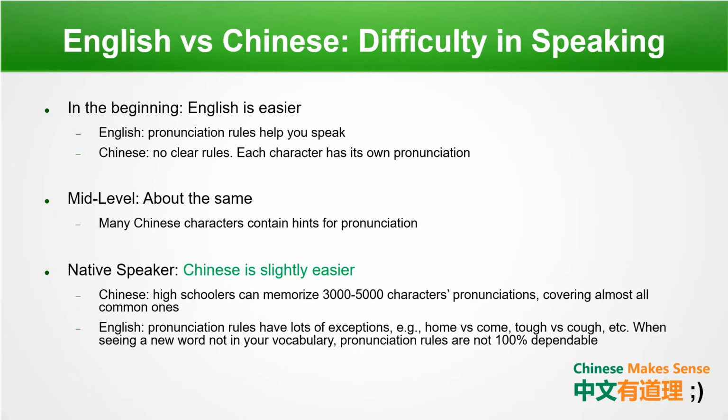For native speaker, Chinese is slightly easier. Chinese high schoolers can memorize the pronunciation of 3,000 to 5,000 characters, which pretty much covers all common characters. Pronunciation rules in English have a lot of exceptions. For example, home versus come, tough versus cough, etc.